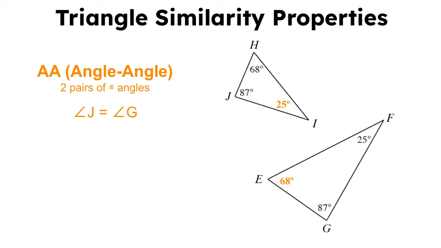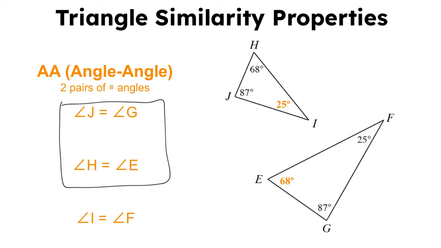We're going to need to calculate how big the missing angles are. Now, I know that triangles add up to be 180 degrees, so I was able to calculate the missing angles, and by doing so, I can see that all of the pairs of angles are congruent to each other. So angle H and angle E are congruent, and then angle I and angle F are congruent. For angle, angle, we really just need two pairs of angles that are the same. Once we know we've got two pairs, the third pair is automatically going to be the same, since triangles add up to be 180 degrees.